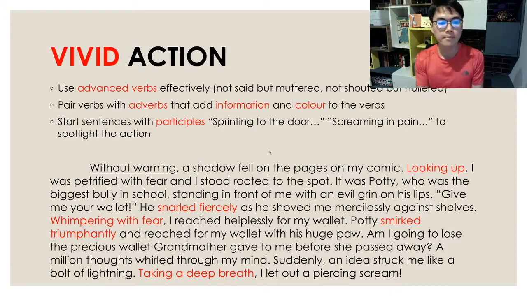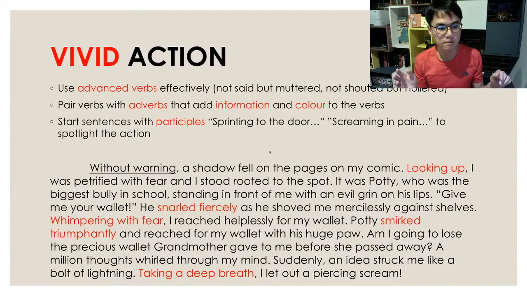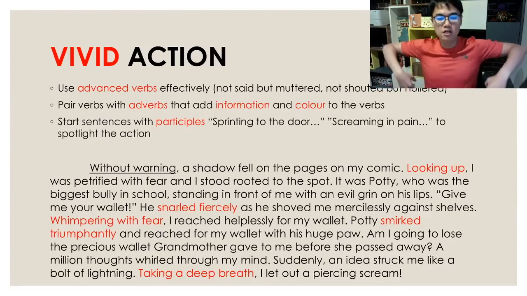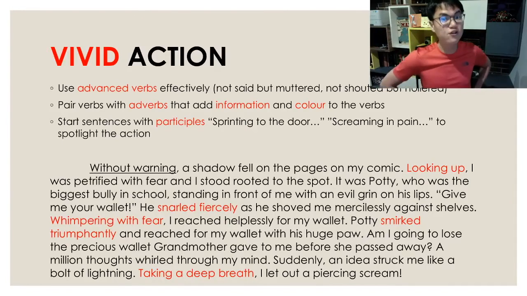Looking up, I was petrified with fear and I stood rooted to the spot. Why? It was Potty, who was the biggest bully in the school, standing in front of me with an evil grin on his lips. Okay, did you just notice that I used an appositive? Can you see these two commas here? One comma here, another comma here. And this, who was the biggest bully in school, right? This adds information to Potty, right? Potty, who was the biggest bully in school, standing in front of me with an evil grin on his lips, all right? Looking very fierce indeed.